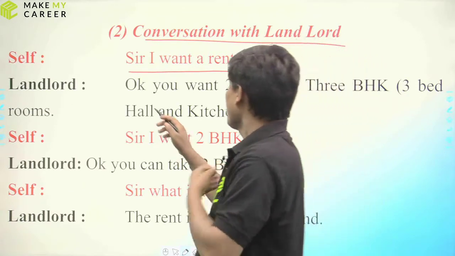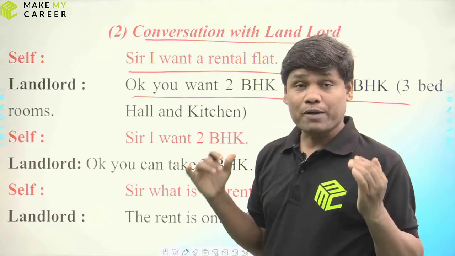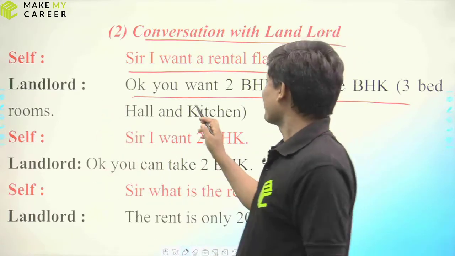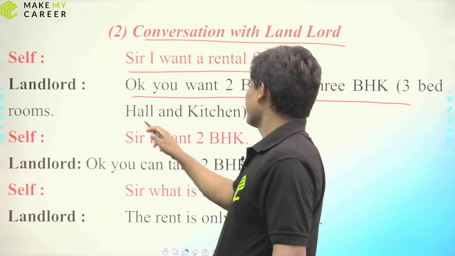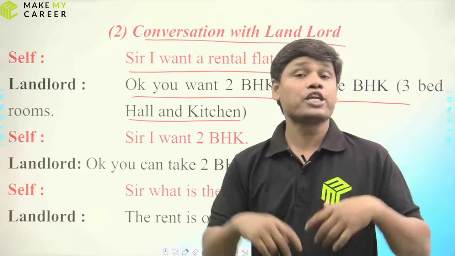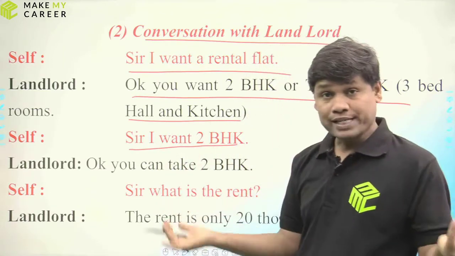Now landlord: okay, you want 2 BHK or 3 BHK. BHK का मतलब क्या होता है? 2 BHK में 2 bedroom, hall and kitchen. Now you can see 2 bedrooms and hall and kitchen, right? अब आपको क्या चाहिए? 2 रूम का सेट चाहिए या 3 रूम का? तो मैंने कहा कि sir, I want 2 BHK.